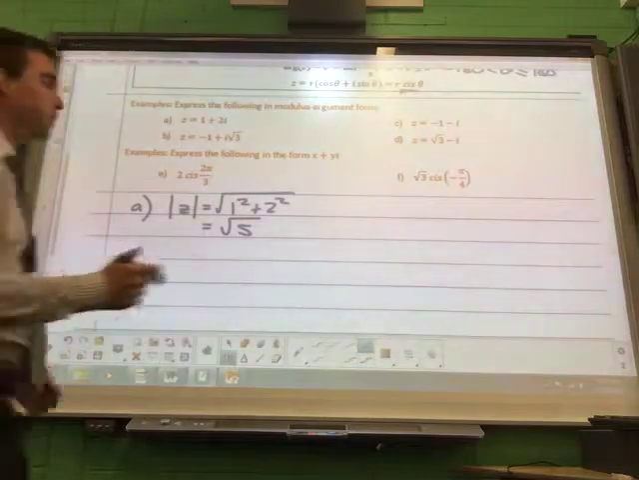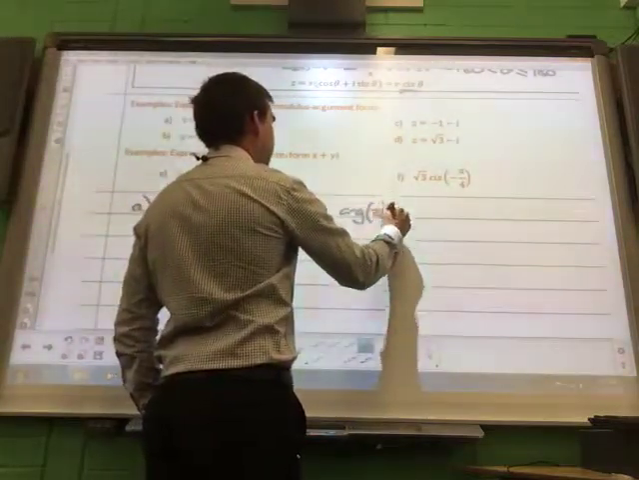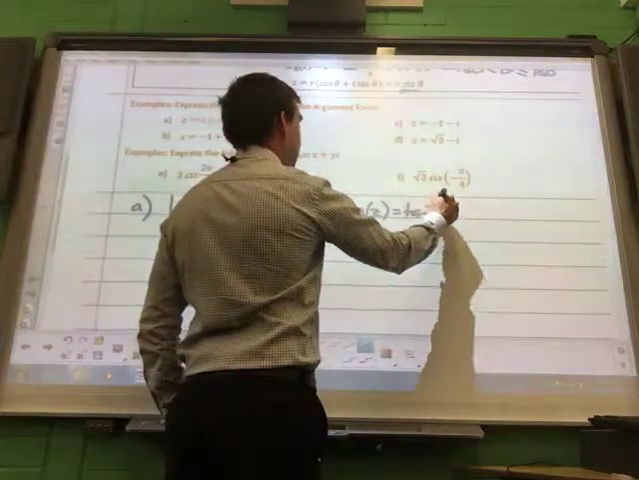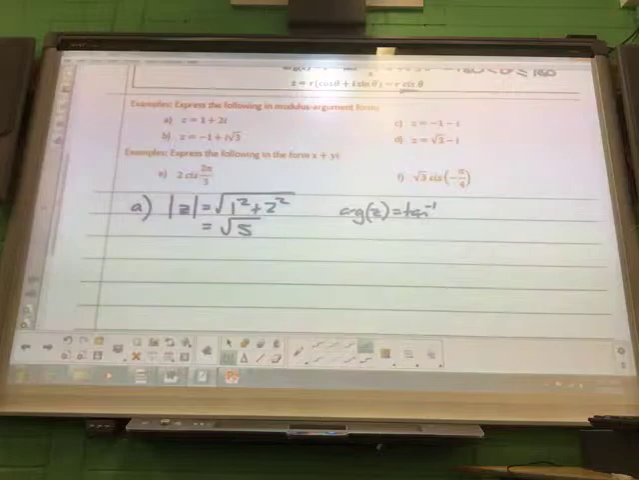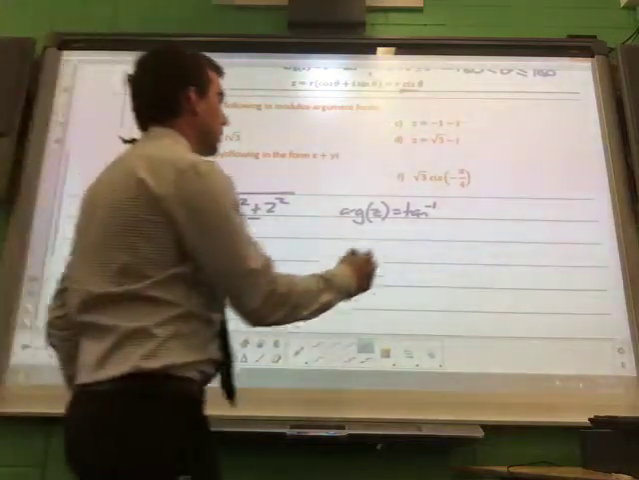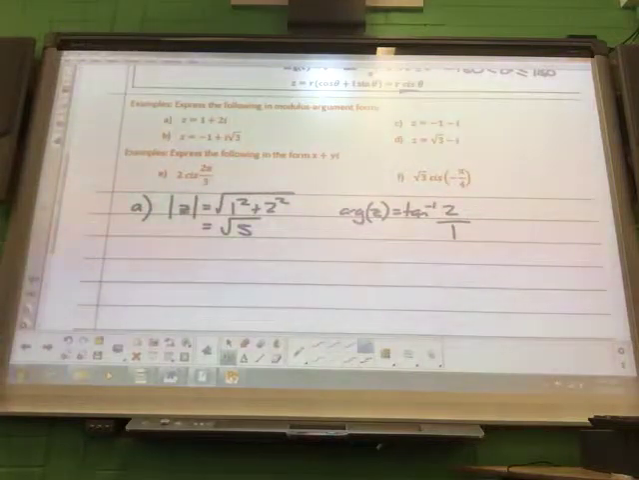Okay, the argument. So the argument of z is tan inverse of y over x, so the imaginary part over the real part, 2 over 1. Okay, not the best example I could have started with because it doesn't work out nicely. Anyway, that's how we work it out.